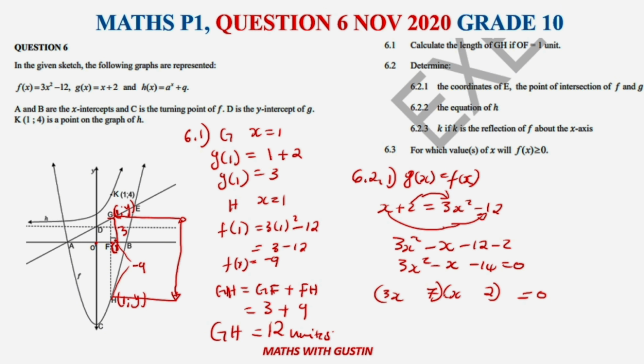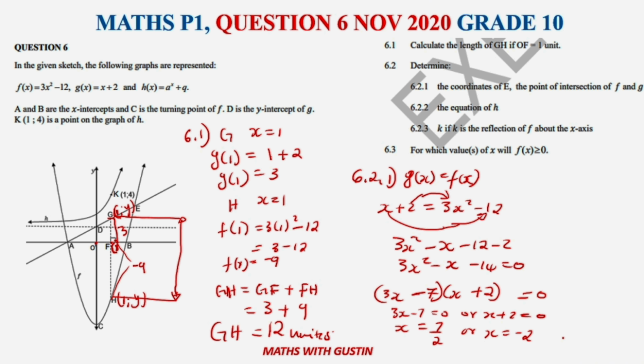And therefore, the bigger number takes the sign of the middle term, which is negative. So it's going to be negative here, and positive there. Once you finish with that, you can say 3x minus 7 is equal to 0, or x plus 2 is equal to 0. Therefore, you take 7 to that side and divide everything by 3, so x is 7 over 3, or x is minus 2.